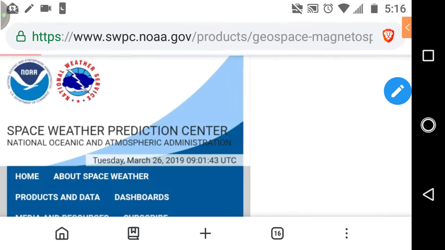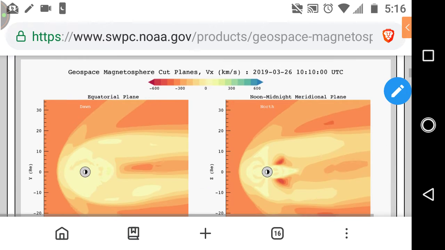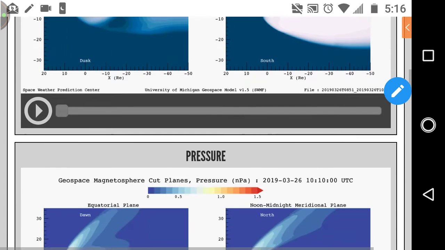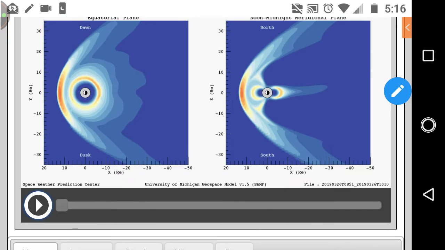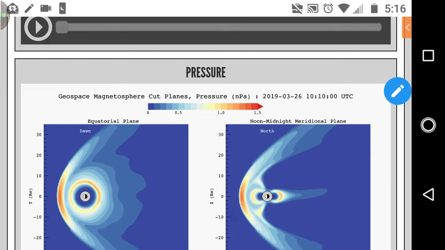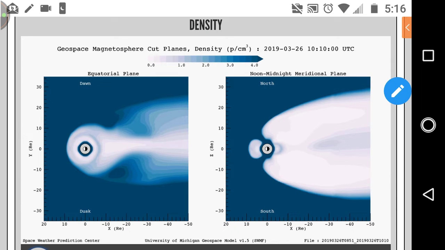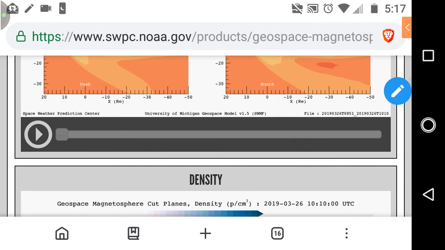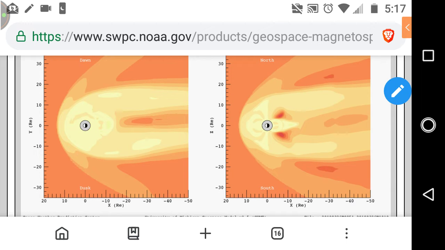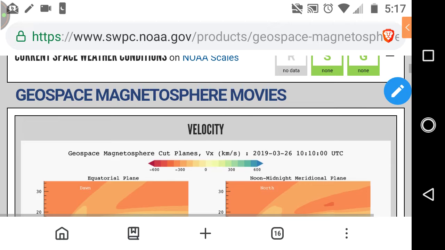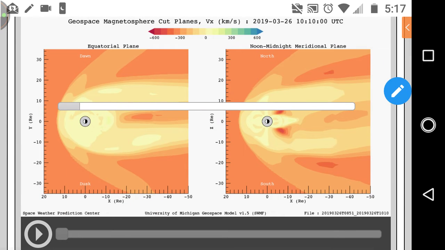And let's move on to the geospace magnetosphere movies, as we look at these every day to at least compile some data on it. It looks like we got pretty high density here, actually. And that is reflected in the solar wind, as the protons are around 10 per cubic centimeter. First, we'll play the velocity. Give that a moment to load.